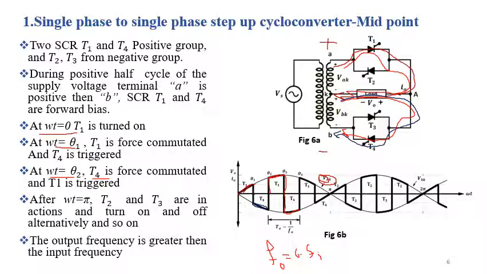At omega t equal to pi, the thyristor T4 is line commutated. Why? The polarity at the input side is now changing like this. It's negative and positive. Now after omega t equal to pi, the SCRs T2 and T3 are in the conduction mode. We need the gate pulses to turn on these SCRs.